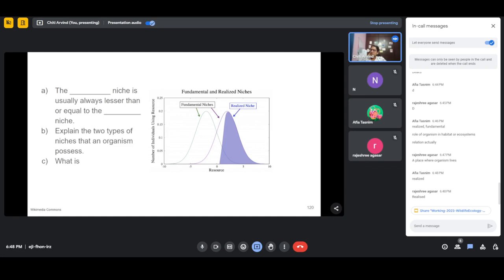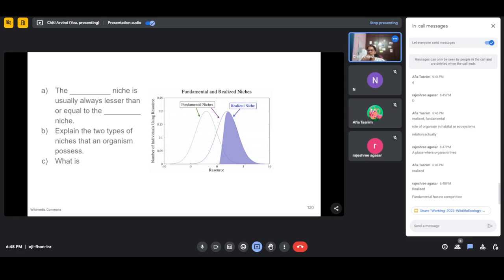So can someone tell me what is the difference between the realized niche and the fundamental niche? Anybody? Fundamental niche has no competition. Okay. What are the differences, the broad differences? So we can say that the realized niche is smaller than the fundamental niche. The realized niche has competition, the fundamental niche has no competition.